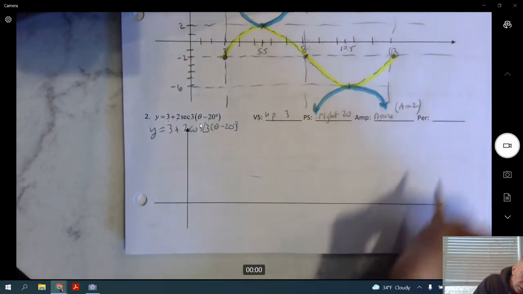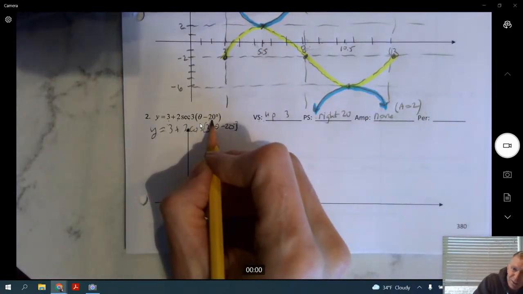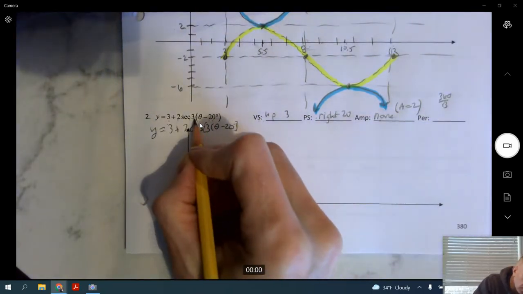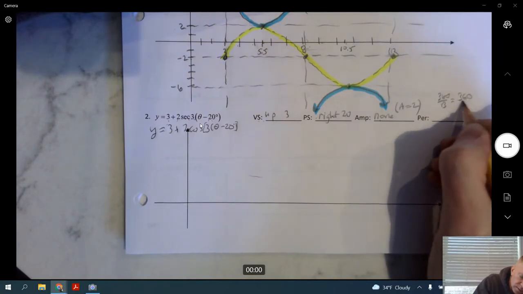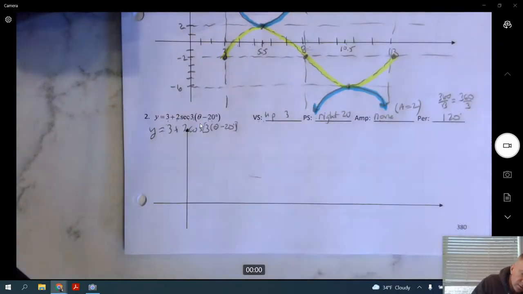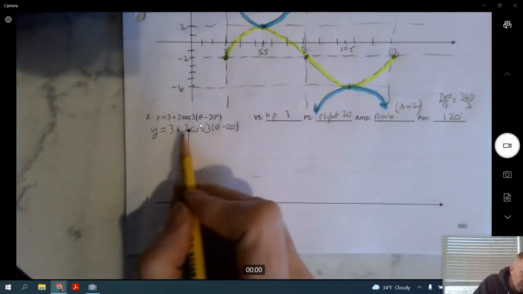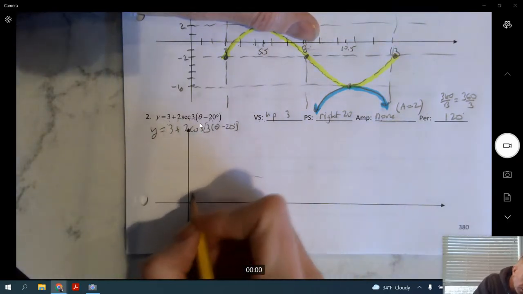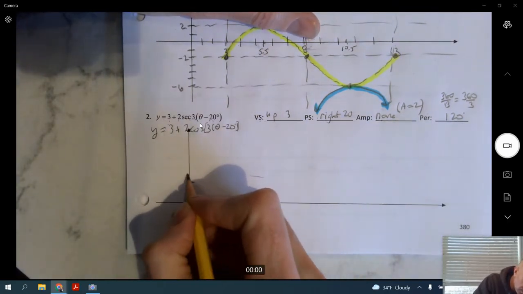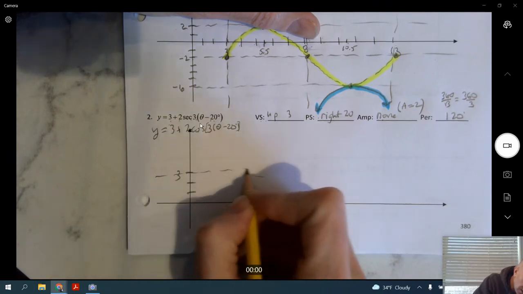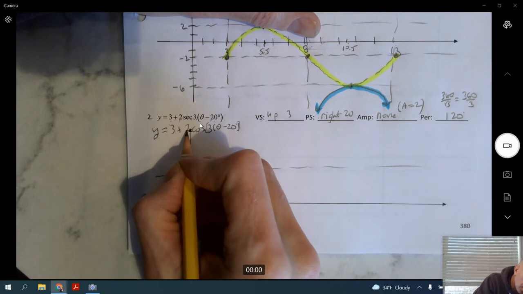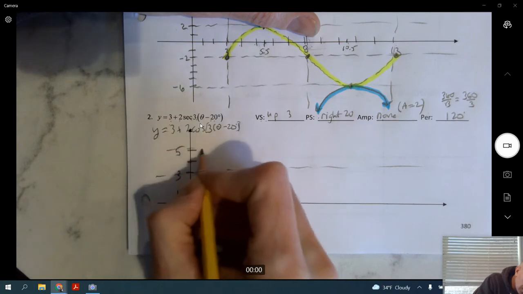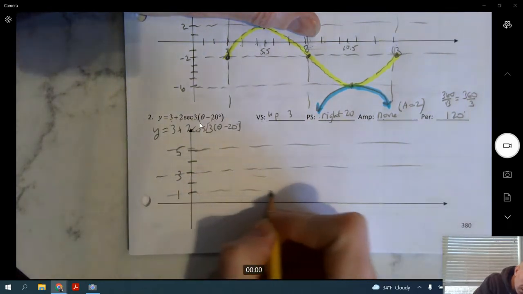And the period is going to be, notice we're in degrees, so it's going to be 360 over b, or 360 over 3. So 120 degrees. Okay, so we're first graphing the cosine function. So we're going to go right 20. Actually, let's do the midline first. Up 3. 1, 2, 3. There's your midline. And then from there, we're going to go up 2 and down 2 because the a value is 2. Gets us up to 5 and down to 1.